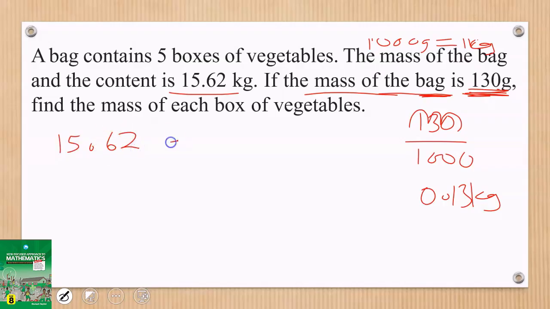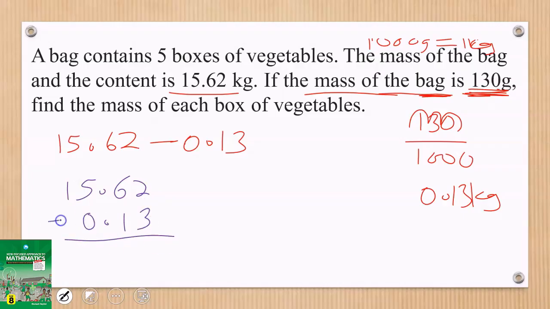15.62 minus 0.13 kg. We can use our traditional method to do this by writing 15.62, then 0.13, so minus, right? Now we take 3 from 2, and that is not possible, so we borrow 1 to make it 12. So 3 from 12 is 9.